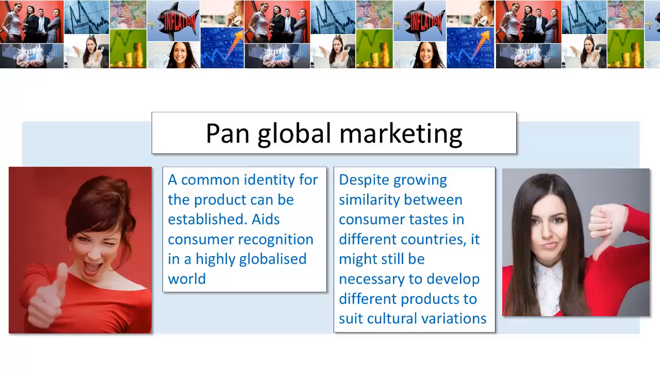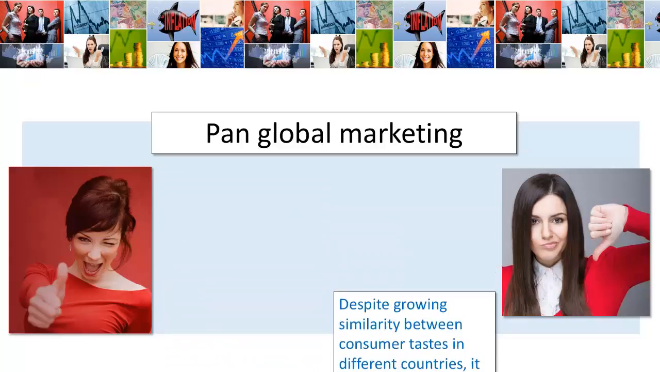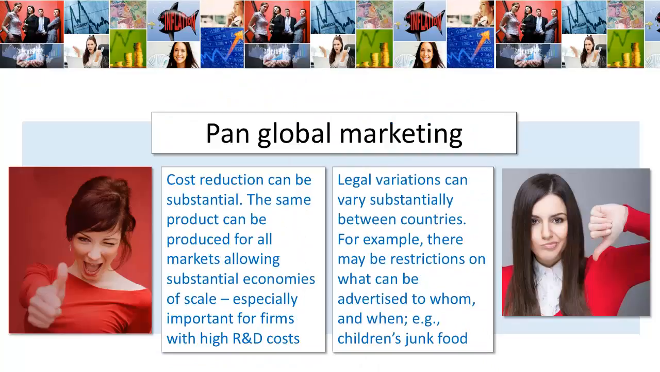On the downside, despite growing similarity between consumer tastes in different countries, it may still be necessary to develop different products to suit cultural variations. Cost reduction can be substantial. Lower costs is going to increase profits. The same product can be produced for all markets, allowing substantial economies of scale, especially important for firms with high and significant research and development costs.